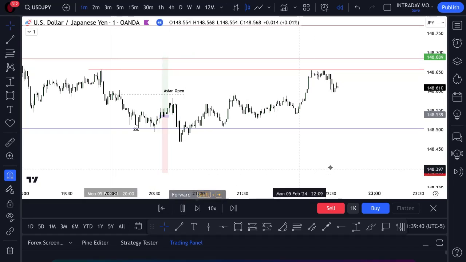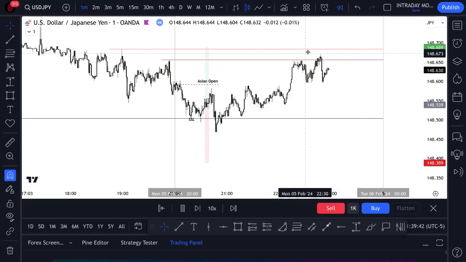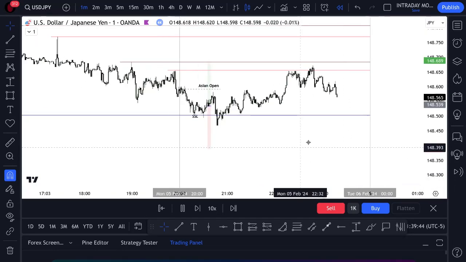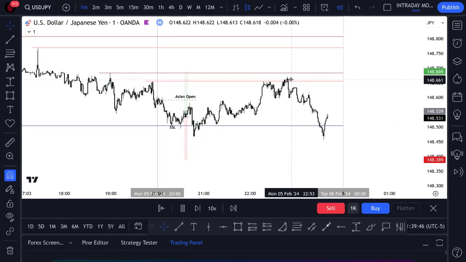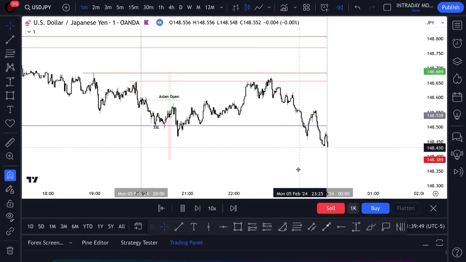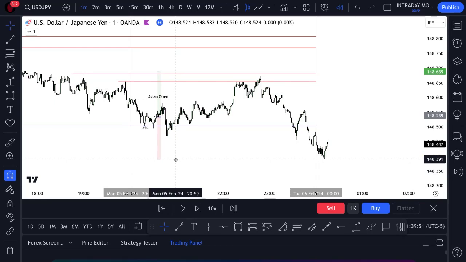If you play it forward, we can see price does get to that 15-minute swing high. And after getting to that 15-minute swing high, you can see price ultimately comes back down and stops us out. Going into the true day, Tuesday, open.